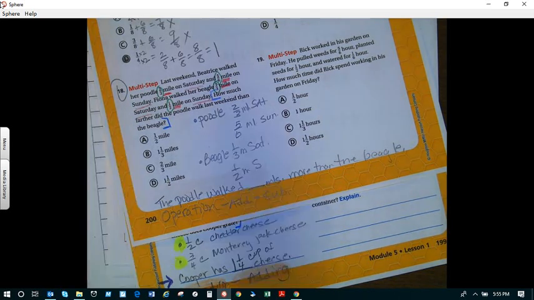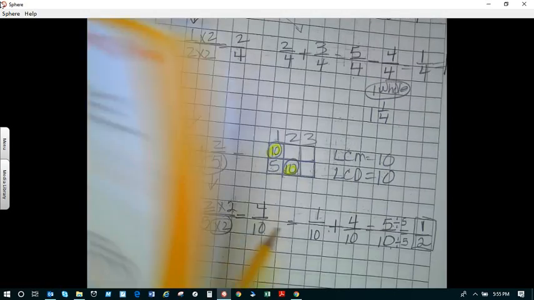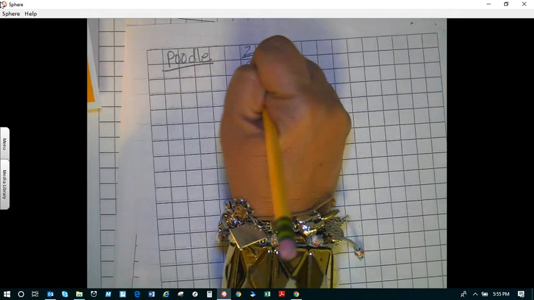Okay, so now let's work it out. I'm going to move my work over here. Flip this over. So I'm going to work on the Poodle first. All right, so that little Poodle walked 2/3 mile plus 5/6 mile on Sunday.